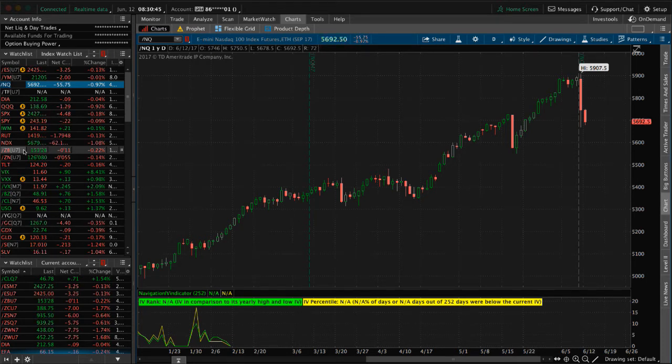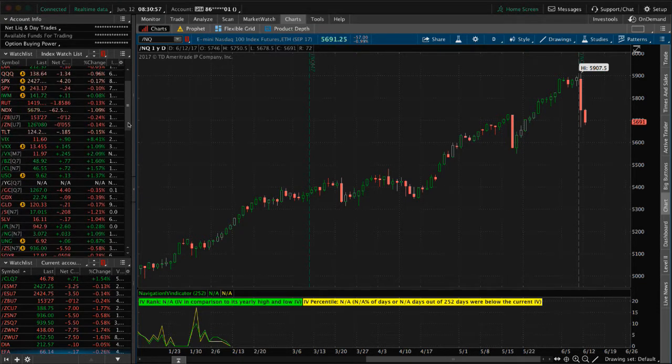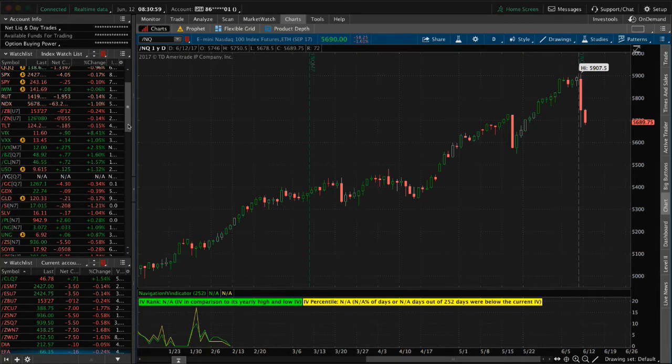A lot of times you'll have that inverse correlation between stocks and bonds, where if stocks are down, then bonds will be up. But in this case, stocks are down and bonds are down. So we'll continue to see what happens there. You see the VIX getting a little pop, up over 8% to 11.6.